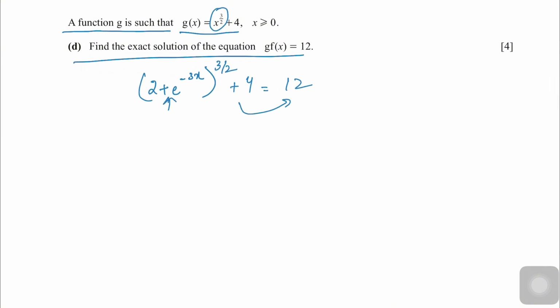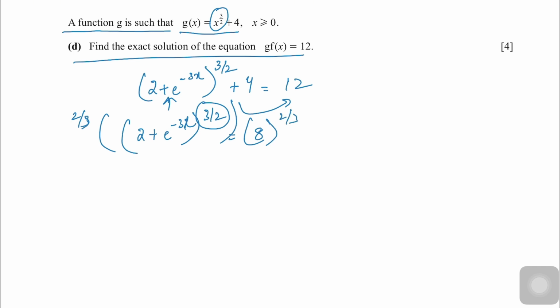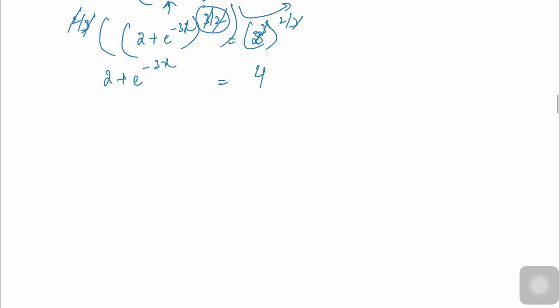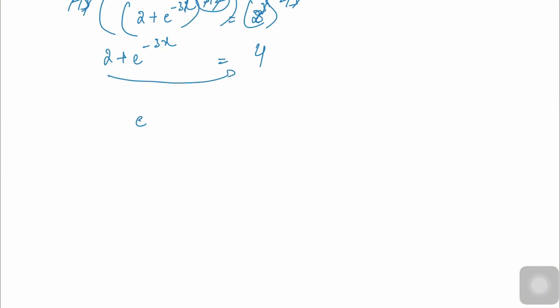This 4 will go there. So this would be 8, that is, 2 plus e powered negative 3x, to the power 3 over 2. We need to remove this power. So we'll be multiplying this power by 2 over 3, and this would be multiplied by 2 power 2 over 3 over here as well. This would be cancelled out, and we'll get 2 power 3 is 8. So this 3 and 2 power 3 would be cancelled out. So we'll get our answer as 4 over here. So this would be 2 plus e power negative 3x. This 2 will go over there. So this would be e power negative 3x equals 2.